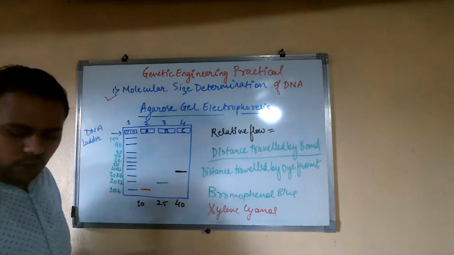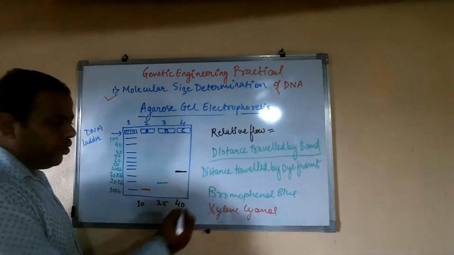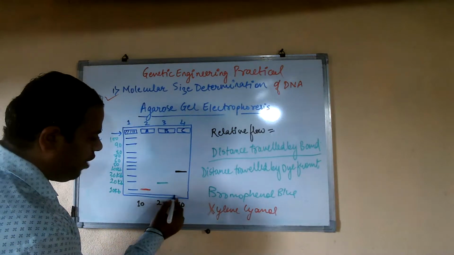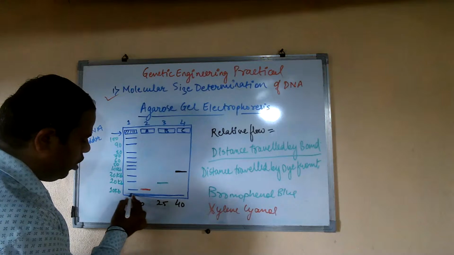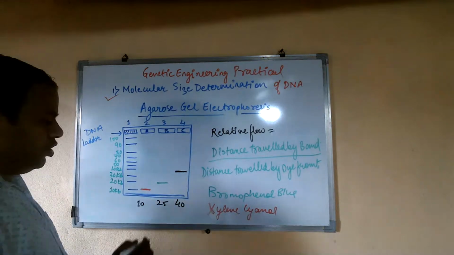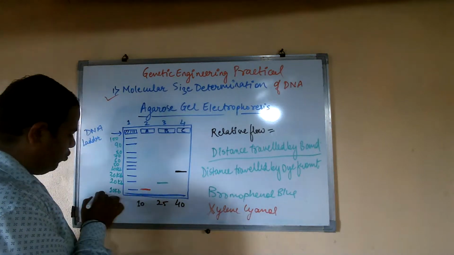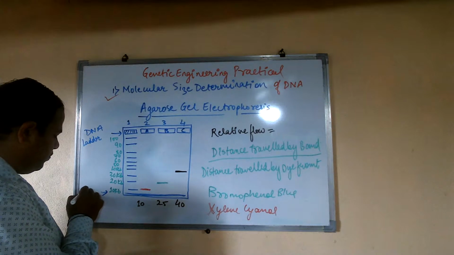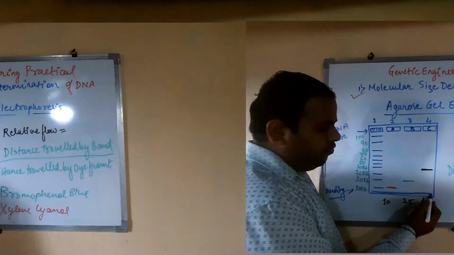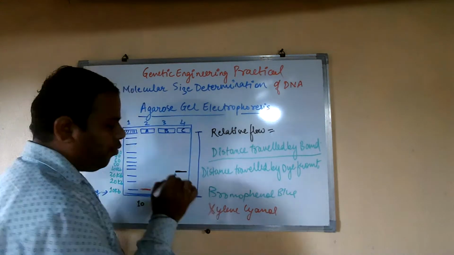Okay, so the two dyes that are used here are, first, bromophenol blue and, second, xylene cyanol. You have to note that the bromophenol blue will move up till here, and then we have to stop the electrophoresis. When the bromophenol blue dye reaches this position, we have to record the reading, that is, measure from the start of the well till the ending point of the dye front.